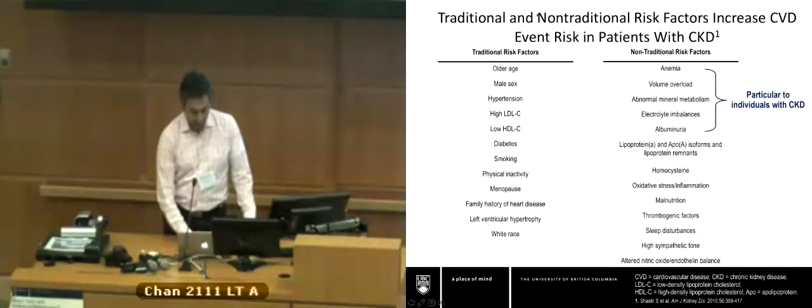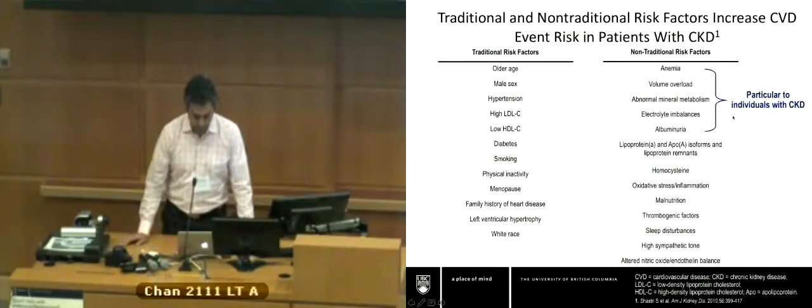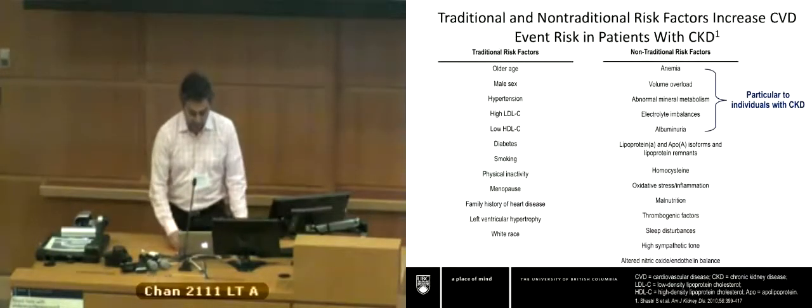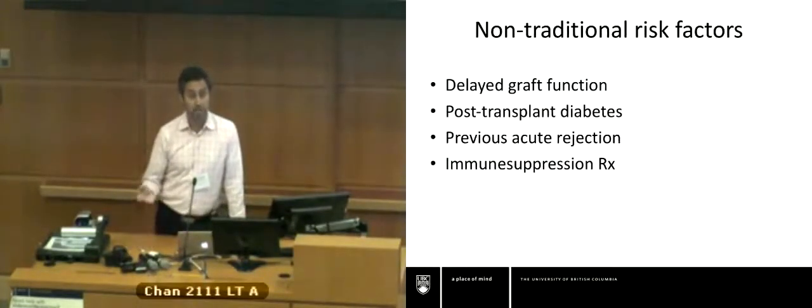And so, on the left side, we have the traditional risk factors that I mentioned some of: LDL and HDL, hypertension, menopausal activity, physical activity of course, LVH. But in chronic kidney disease patients and transplant recipients as well, there are these non-traditional risk factors. So anemia, volume overload state, abnormal mineral metabolism, electrolyte imbalances and albuminuria are things that have been associated with worse outcomes, for instance.